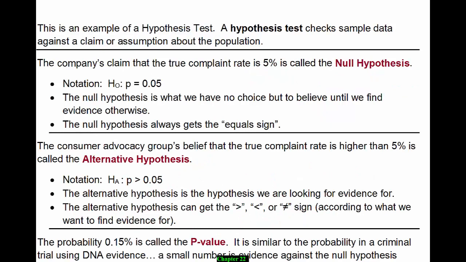What we have just done here is an example of a hypothesis test. A hypothesis test checks sample data against a claim or assumption about the population. The company's claim that the true complaint rate is 5% is called the Null Hypothesis. The Null Hypothesis has special notation. This capital H with a subscript of a capital O is called H naught.